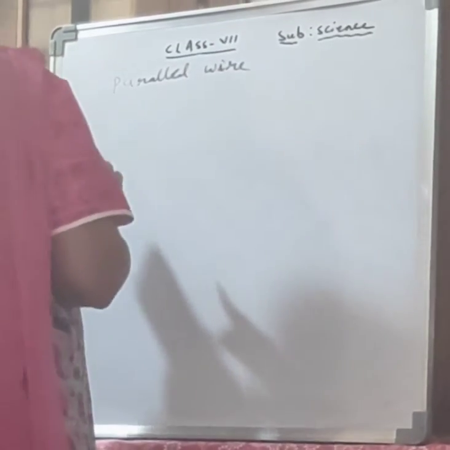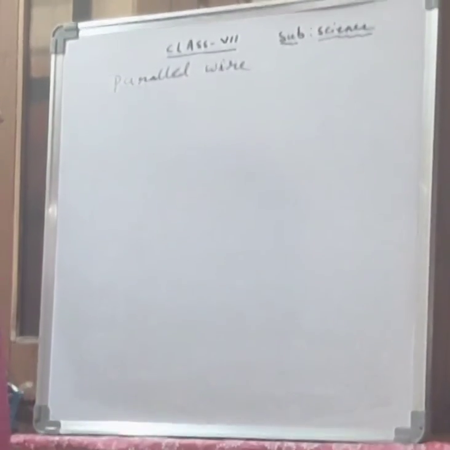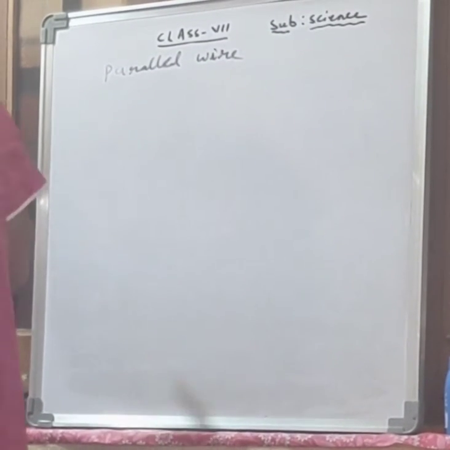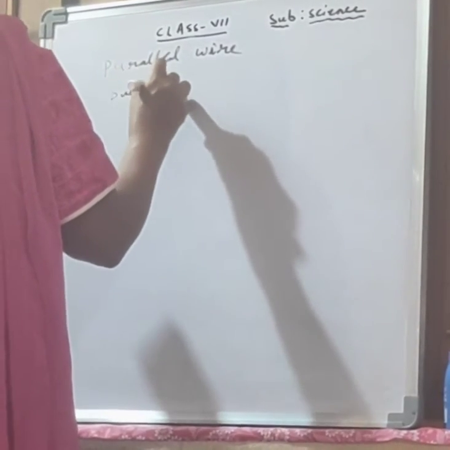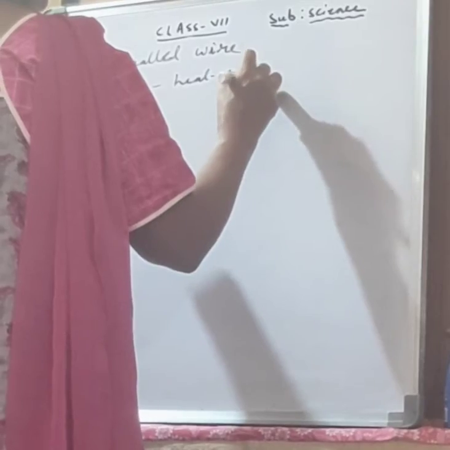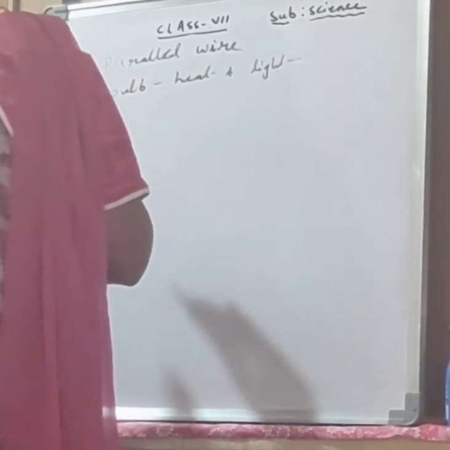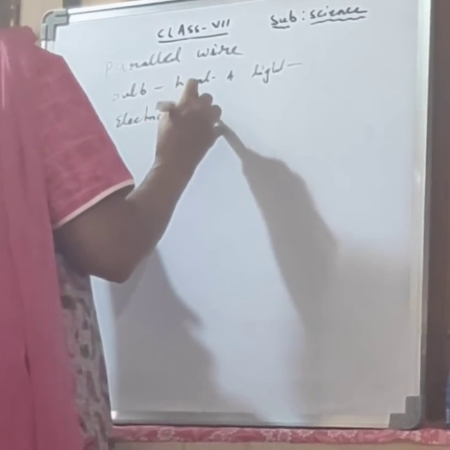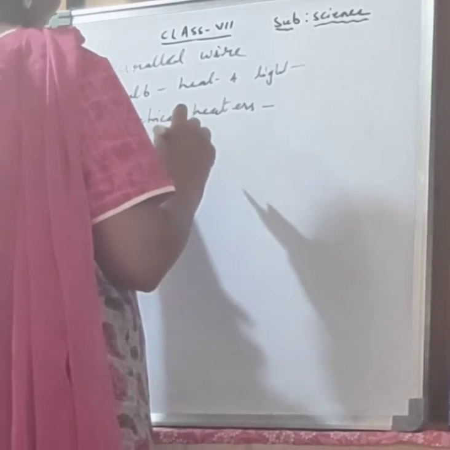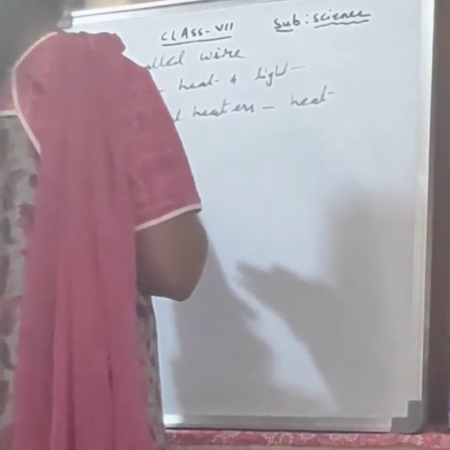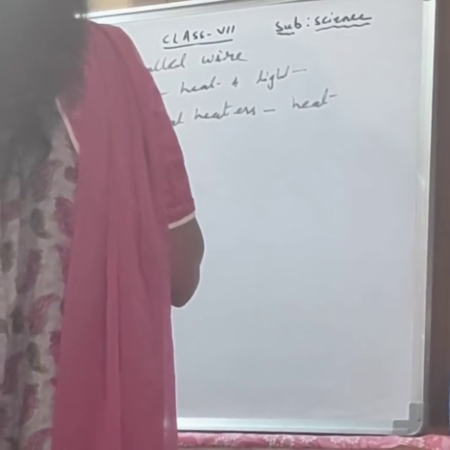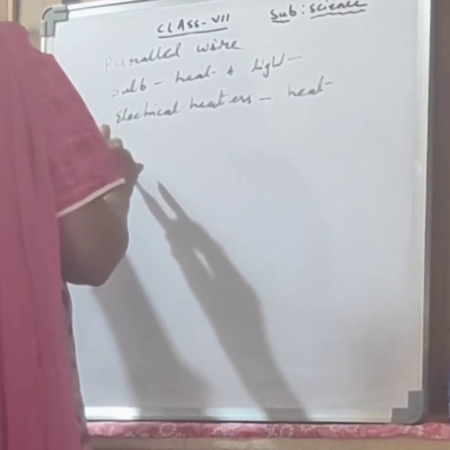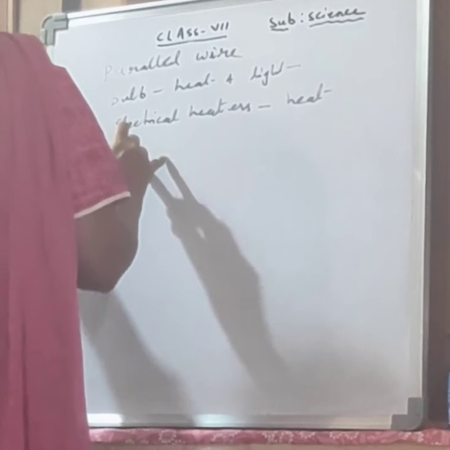Understood? Okay. Now, heating effects of electricity. In the bulb, if heat enters the bulb, it glows. It gives heat and light. In the heater, it gives only heat. Electrical heaters are there, no? Water heaters are there, electrical heaters for cooking purposes. In both of them, the current changes into heat energy. Okay? Understood?